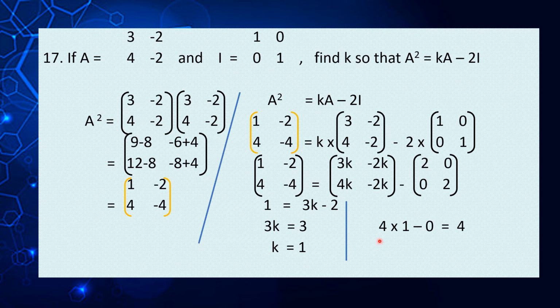In order to verify, you can just substitute k in one of these equations, that is, let's consider the equation 4 equal to 4k minus 0. Substitute the value of k as 1, we would get 4 minus 0 is equal to 4. So that's true, so it is verified that the value of k is 1.